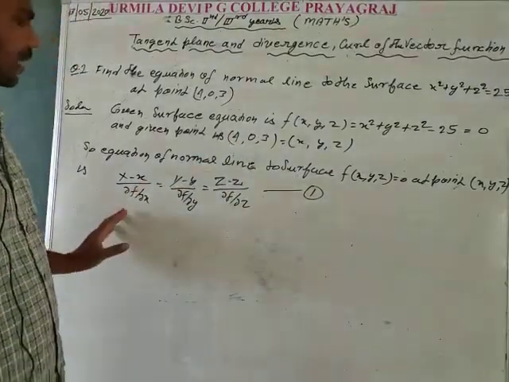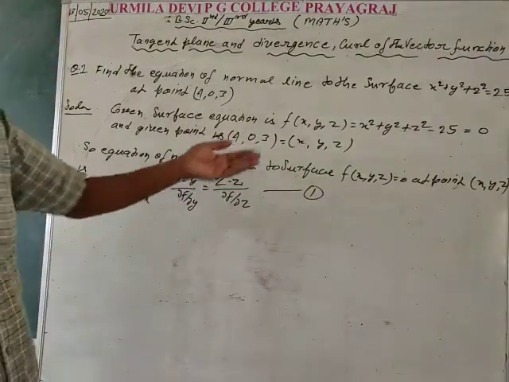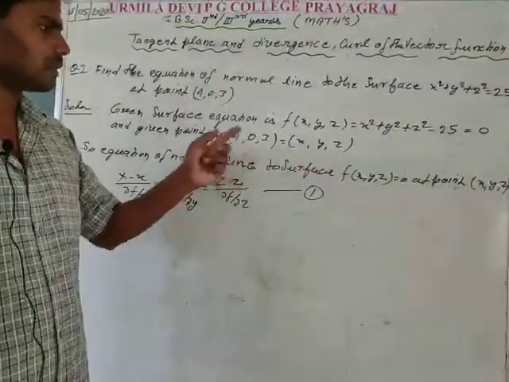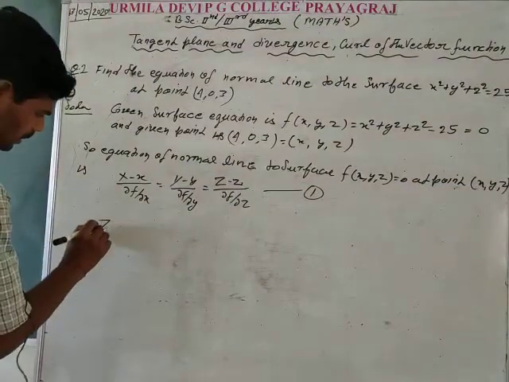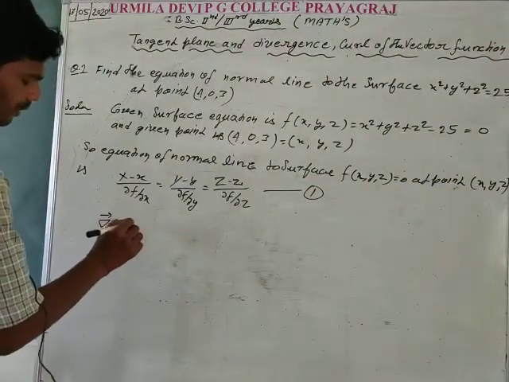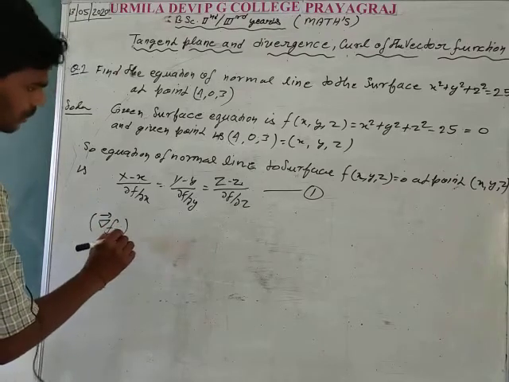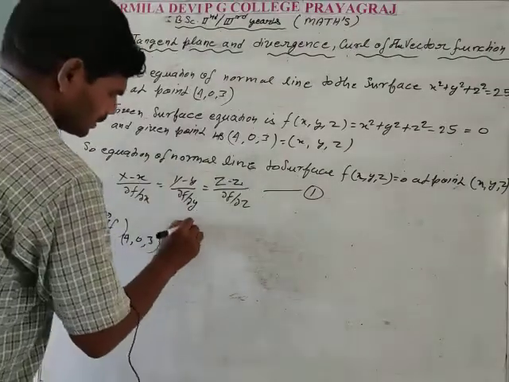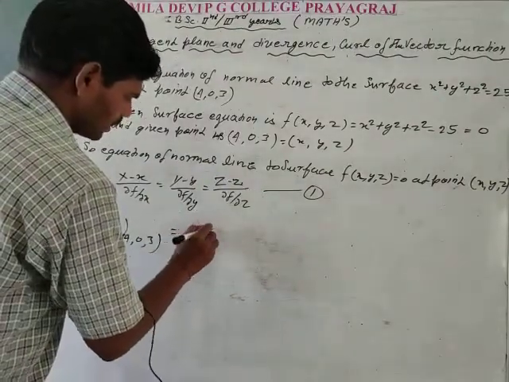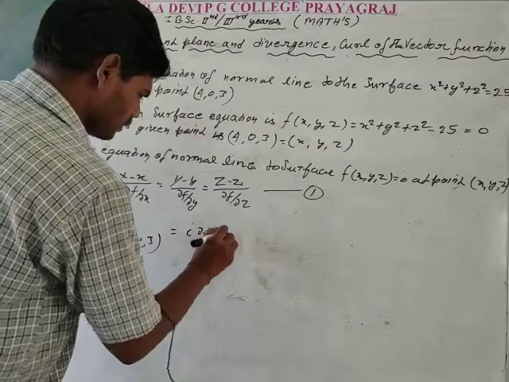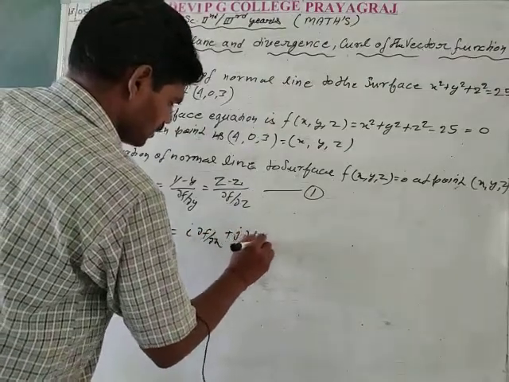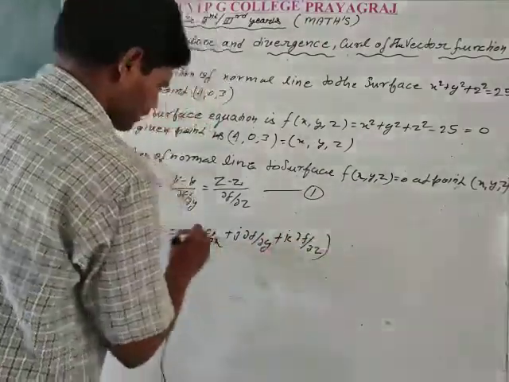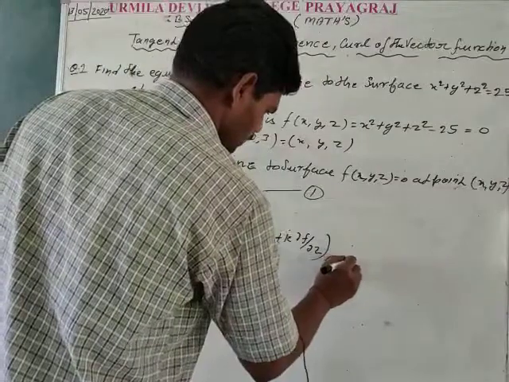So first calculate the gradient of the given function f at the point 4, 0, 3. So gradient means del f at the point 4, 0, 3 is equal to i times del f by del x plus j times del f by del y plus k times del f by del z, at 4, 0, 3.